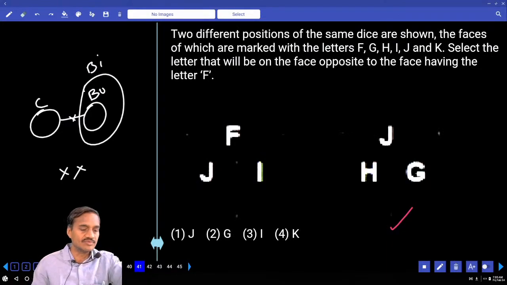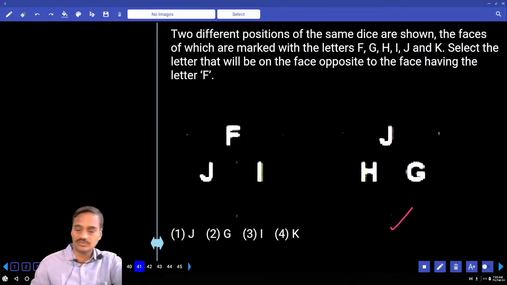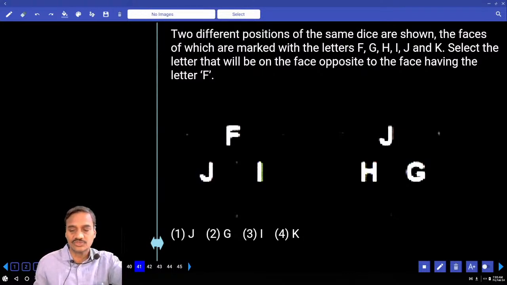The next one 41. Now in this 41, the figure is not proper here. Now it is a cube. Now in this cube, tell me which is opposite to F. F ka opposite, G. Now here J tarvata em ravali.